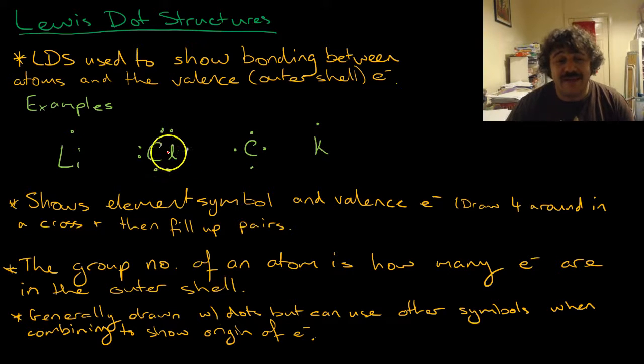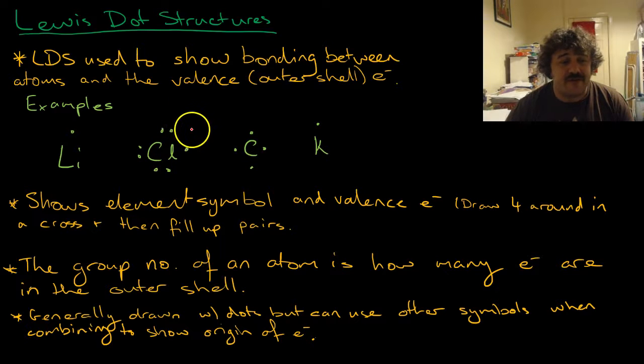Chlorine has 7: 1, 2, 3, 4, 5, 6, 7. Carbon has 4 in the outer shell: 1, 2, 3, 4. Carbon has 6 electrons overall. Potassium also has 1 in the outer shell, and so it's up on its own. The way it's drawn is we show the elemental symbol and the valence electrons. So you draw 4 around, like we did with carbon. You can do either circles or crosses, and then you fill up the next layer around.